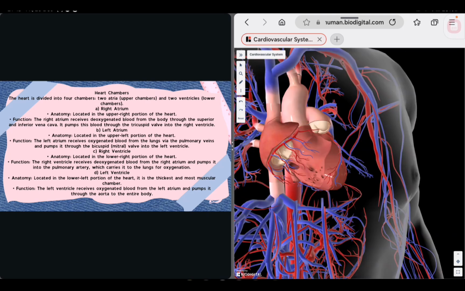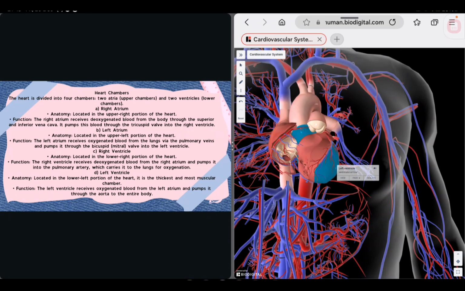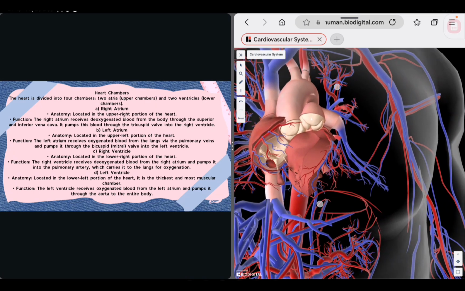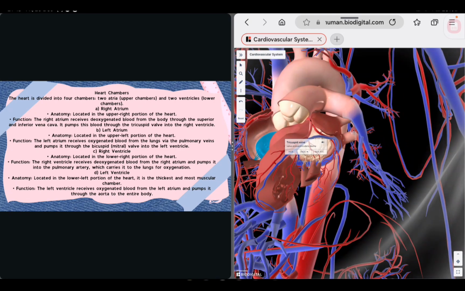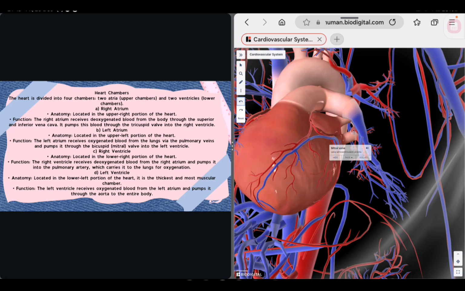And next, the heart valves. The heart valves ensure that blood flows in only one direction through the heart. So there are 4 main valves, which are tricuspid valve, bicuspid or mitral, pulmonary valve, and aortic valve. So you can see here.